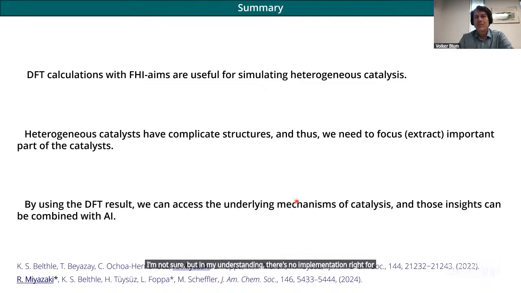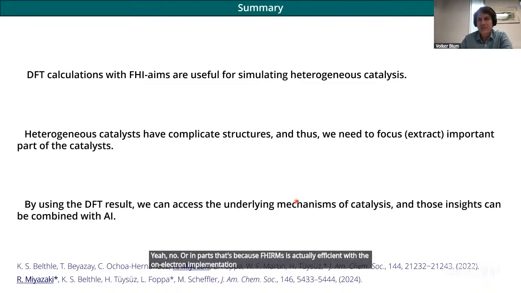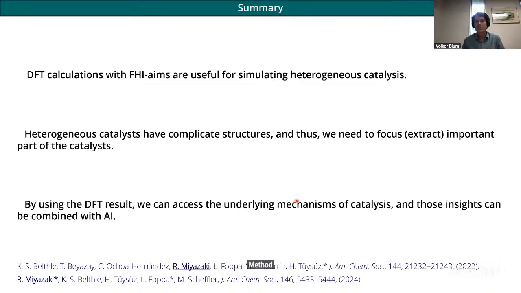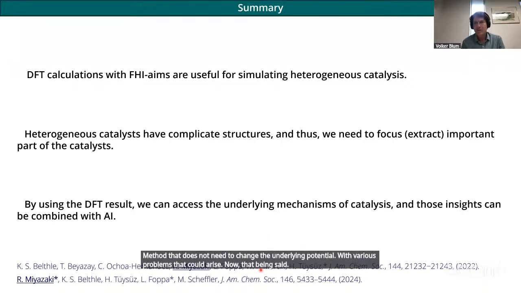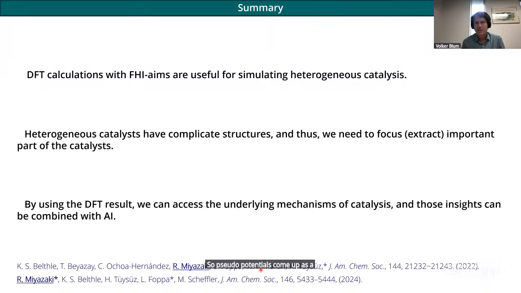Yeah, no, so in part that's because FHI-aims is actually efficient with the all-electron implementation. I think that's a relatively frequent question. What we're trying to avoid is to have to parameterize pseudopotentials, because we can do the calculations with a method that does not need to change the underlying potential, with various problems that could arise. Now, that being said, pseudopotentials come up as a frequently asked question, and so it is on the list that we've formulated for ourselves to add optional pseudopotentials for some things if we can.